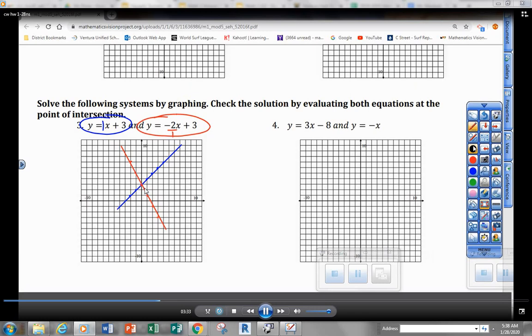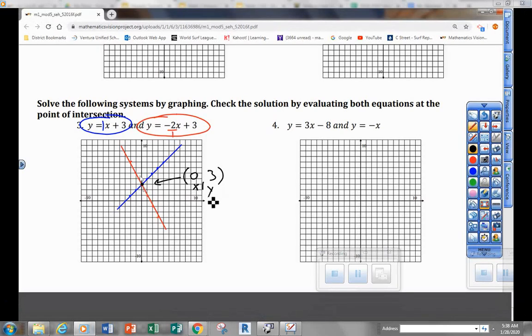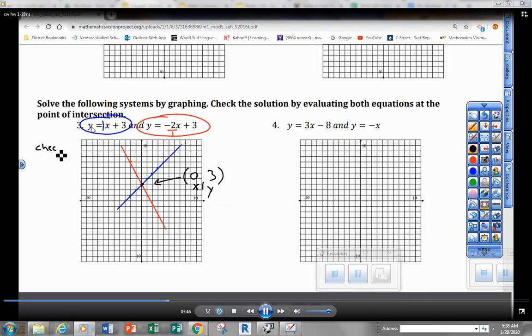To check that point, I'm going to plug in 0 for x and 3 for y. That's the point (0, 3): 0 for x, 3 for y. So I'm going to plug in 3 right here, 0 right here, 3 right here, 0 right here. 3 for y, 0 for x. That one works. 3 equals 3.